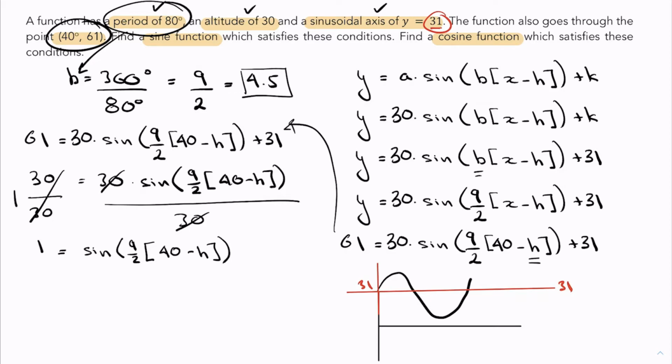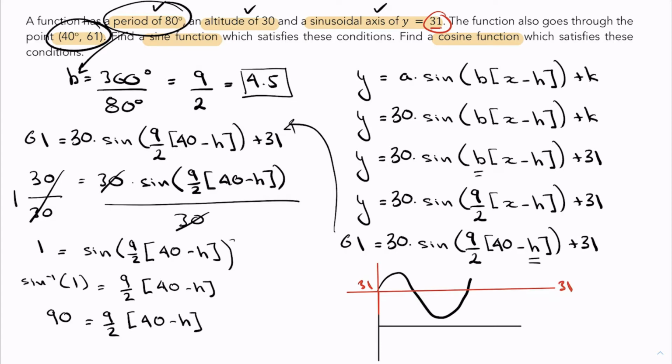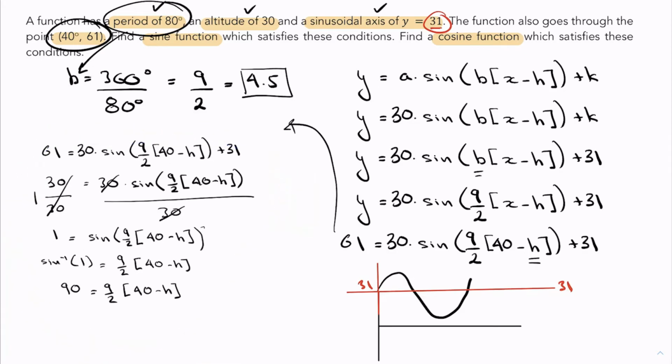Here, I want to extract the argument, what's inside, by taking the inverse of both sides. So I'm going to have sine inverse of 1 equals 9 over 2, 40 minus h, close bracket. Sine inverse of 1 is 90 equals 9 over 2, 40 minus h. And I'm running out of space here. Let me just shrink all this.